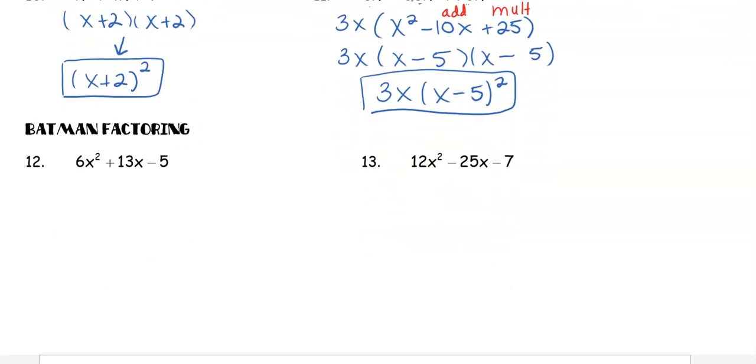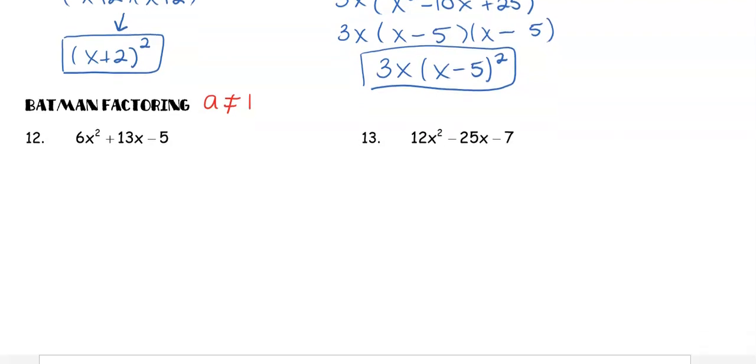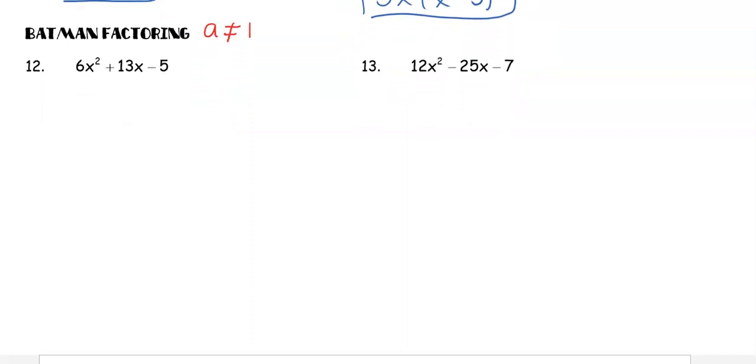All right, so our last kind of factoring review here is Batman. And Batman is what you get when the a value is not equal to 1. So we had a couple examples in regular factoring where it didn't equal 1, but when we pulled the GCF out, it ended up being 1 in the end. This is after the GCF. It's still not equal to 1.